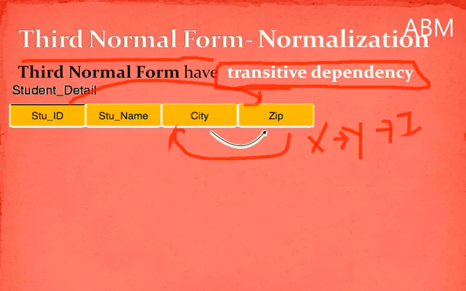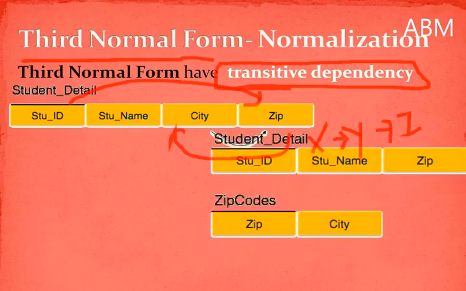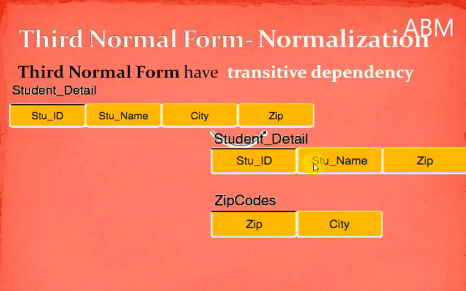So the condition for the third normal form is that your table must be in the second normal form, and also there should be no transitive dependency in your tables. So we can remove it by creating a second table, and you can see that the transitive dependency is removed here, because student ID determines the student name and also determines the zip ID, and here in the second table zip ID is determining the city.